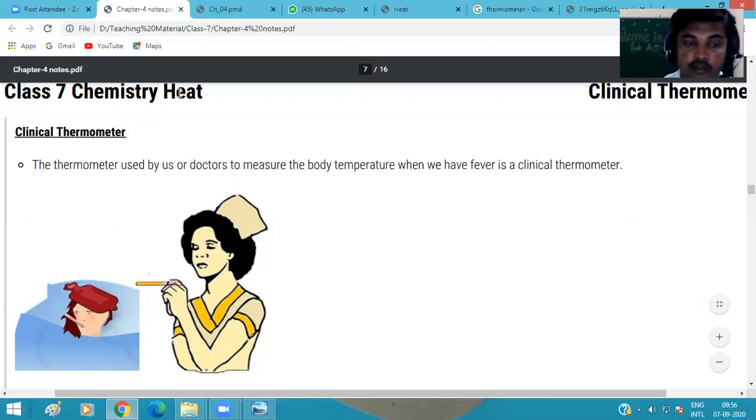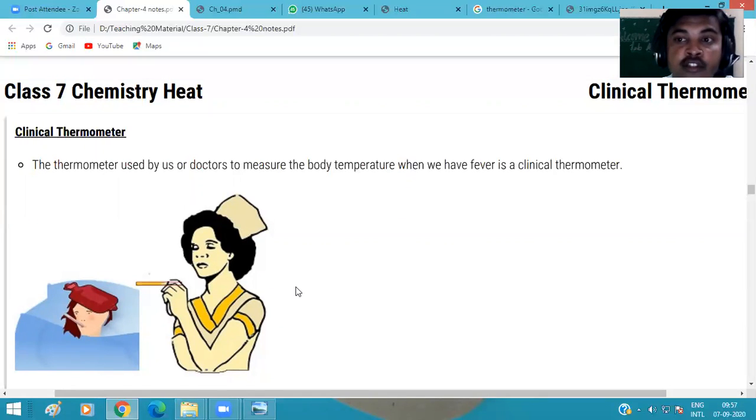Today we see what is the function of the clinical thermometer, how we can use it, and which precautions we take at the time of use of this type of thermometer. So today we discuss only the clinical thermometer. Let's see the thermometer.